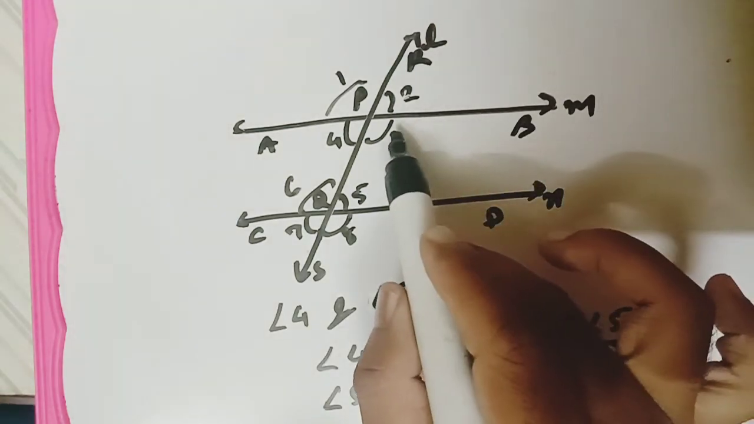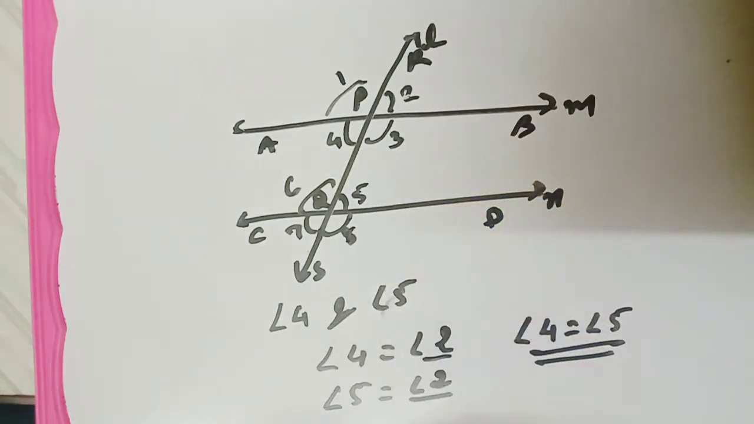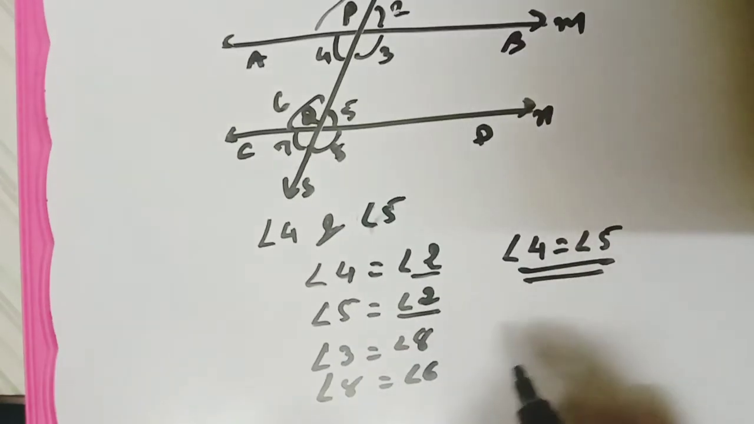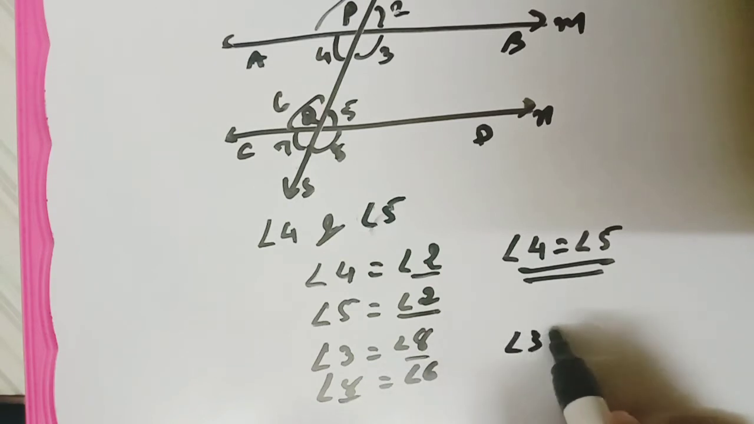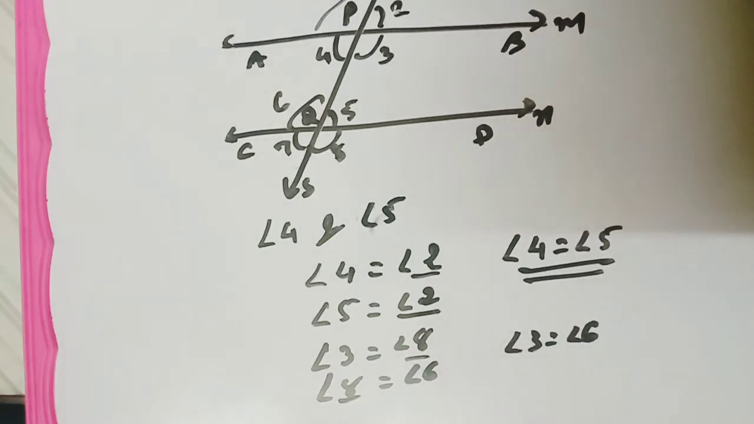In the same way, angle 3 and angle 8 are equal, being corresponding angles, and angle 8 and angle 6 are equal, again being vertically opposite, so angle 3 equals angle 6. And so we can say that for two parallel lines, alternate angles are equal.